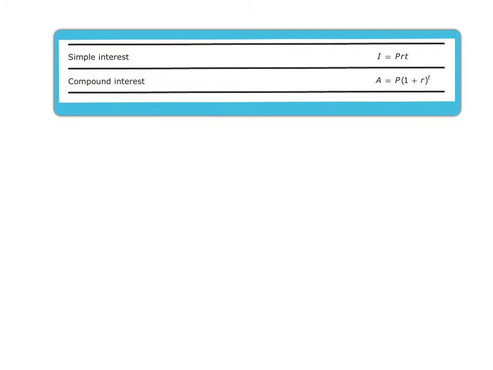Okay, now once again, the formula for simple interest gives us the amount of interest. And then for compound interest, the formula actually gives you the total amount. And we're going to have to do that extra step to find how much interest was added on.